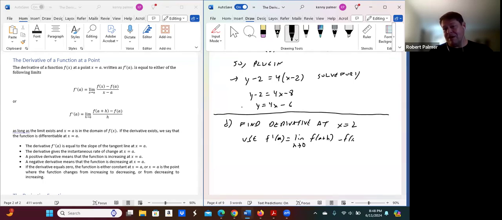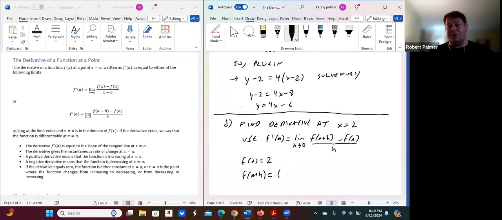Minus f of a over h. Okay. Now, I already know what f of a is. So f of a is equal to 2. Now, let's find this, f of a plus h. It's a little bit trickier.